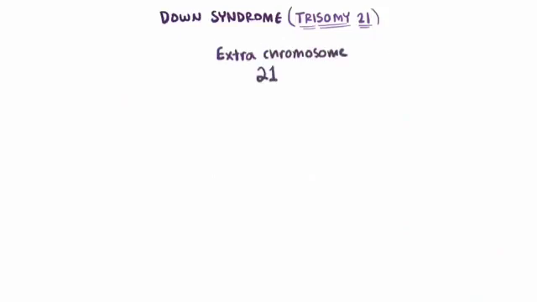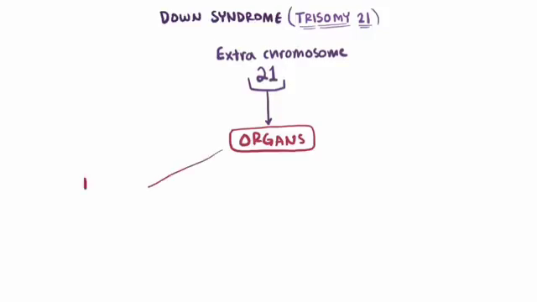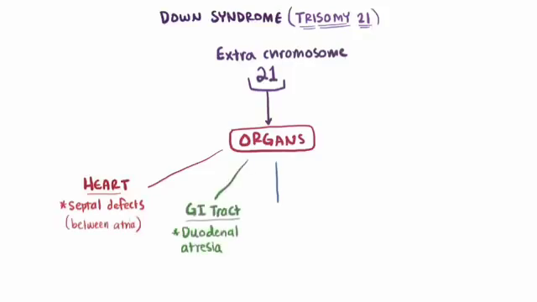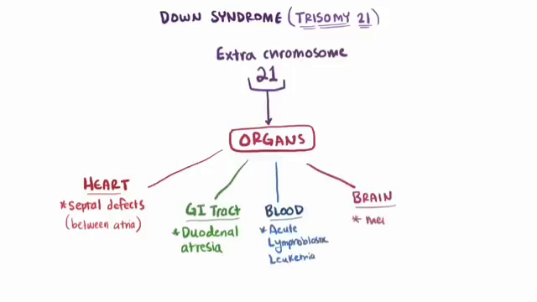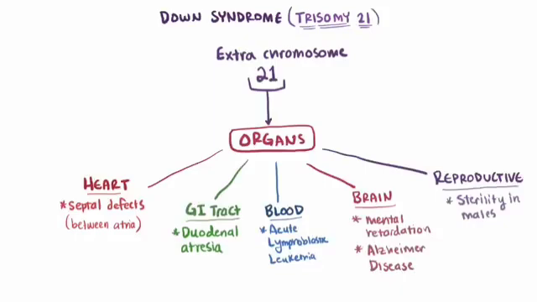Having an extra chromosome 21 is one of the most common chromosomal disorders, and not surprisingly, it has an effect on almost every organ system in the body. And for that reason, there's a long list of common issues for those affected with Down syndrome. Here are some of the major ones: septal defects in the heart's chambers, usually between the 2 atria, duodenal atresia, increased risk of acute lymphoblastic leukemia, mental retardation and an increased risk of Alzheimer's, and sterility in males.